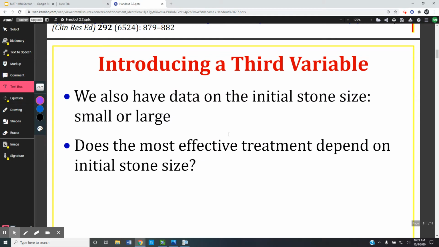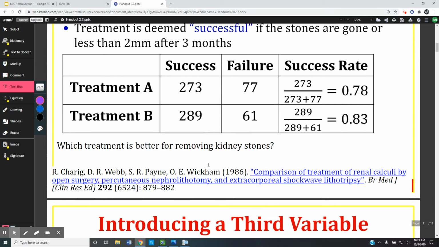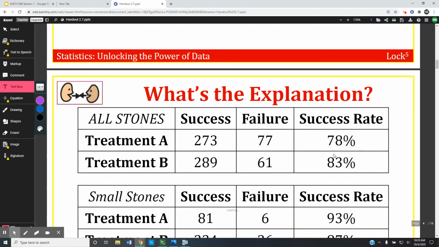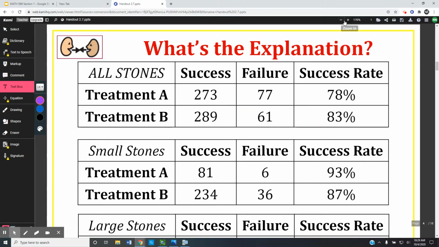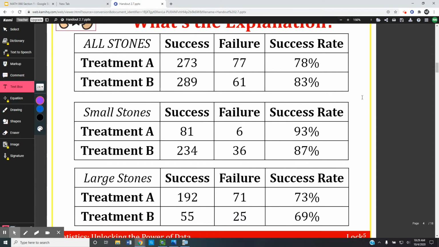But when we bring a third variable in, we also have data on the initial stone size. So we have data about when it's small or when it's large. And the question is, does the most effective treatment depend on stone size? Well, back here, it was just flat out treatment B was better at 83%. Okay, well, now let's bring in a third variable. And I'm going to shrink down just a little bit so we can see all this at the same time. So when we talk all stones, there's that top one that we just got done doing.